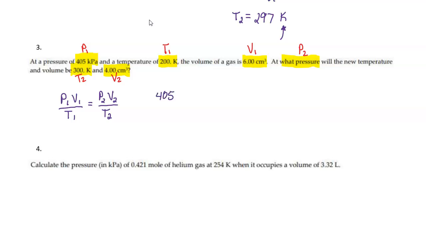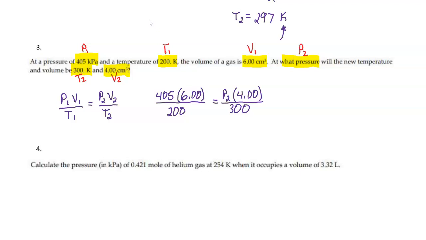The next thing you do is you make your substitutions. 405, 6.00, 200, and now on the other side of the equals, the P2 remains as a variable, 4.00, and 300. Notice that the temperatures were already in Kelvin, so don't accidentally add 273 thinking you need to turn them into Kelvin. They're already in Kelvin.